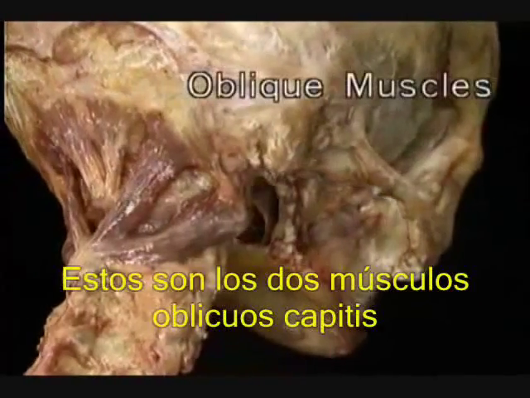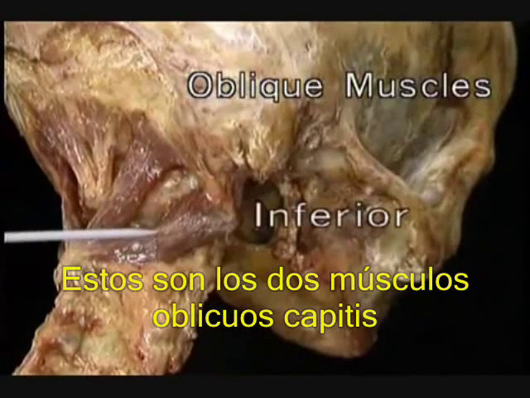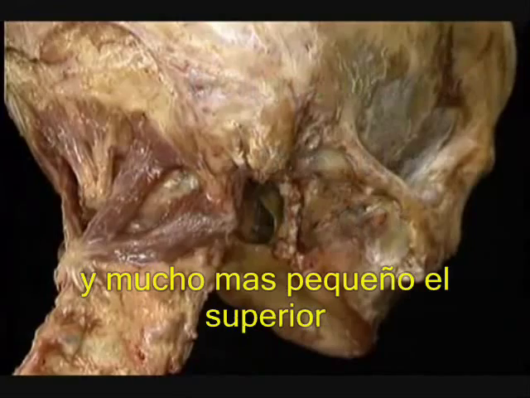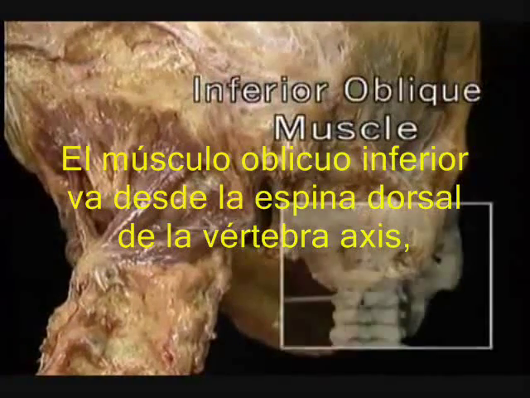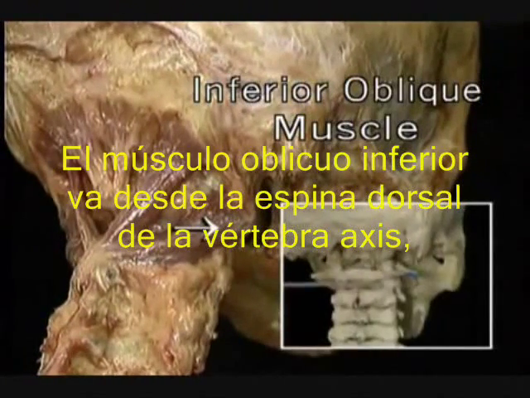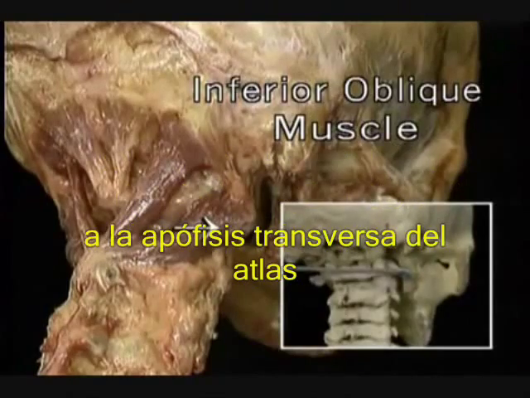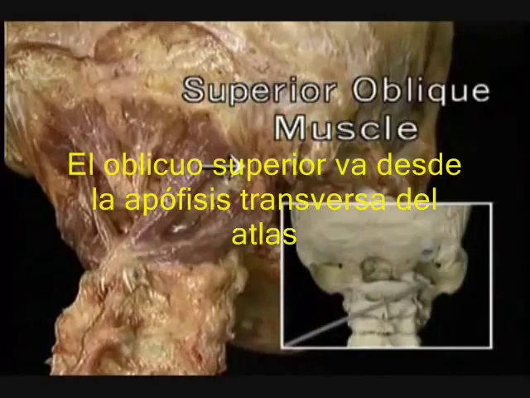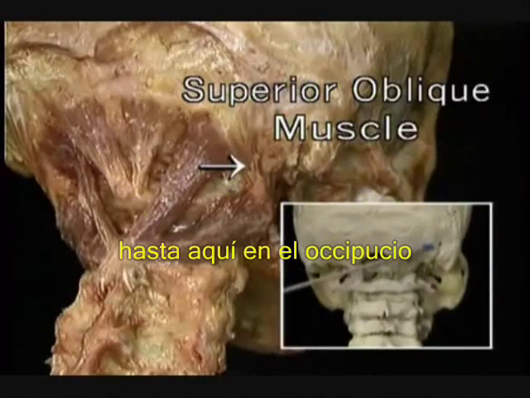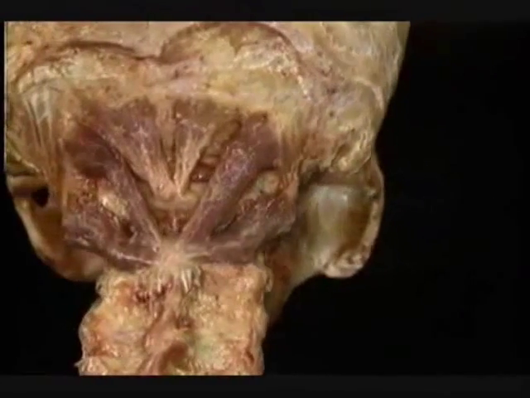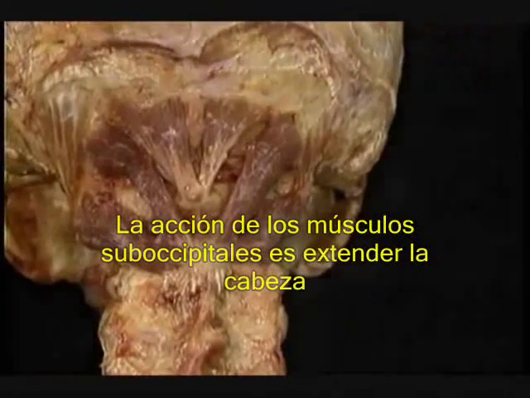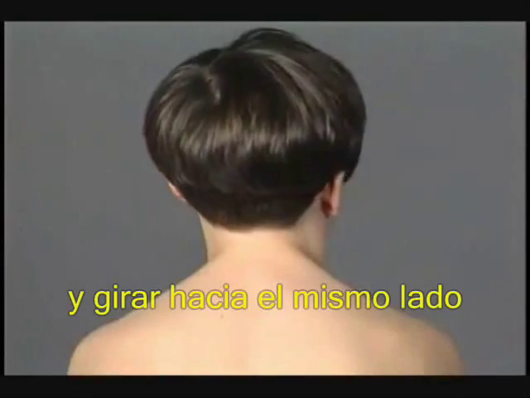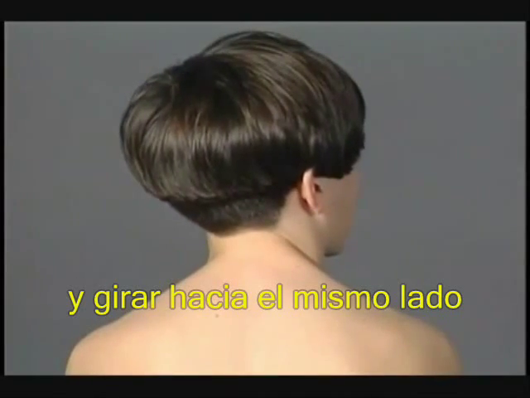Here are the 2 oblique or obliquus capitis muscles, the inferior and the much smaller superior. The inferior oblique goes from the spine of the axis vertebra to the transverse process of the atlas. The superior oblique goes from the transverse process of the atlas to here on the occiput. The action of the suboccipital muscles is to extend the head and to rotate it toward the same side.